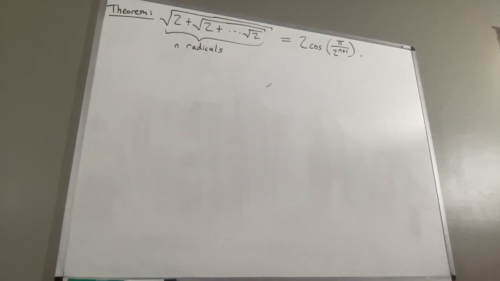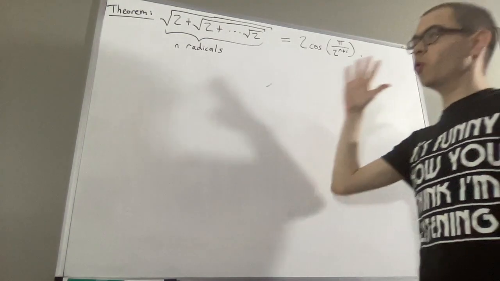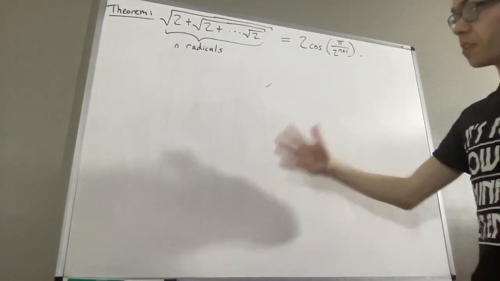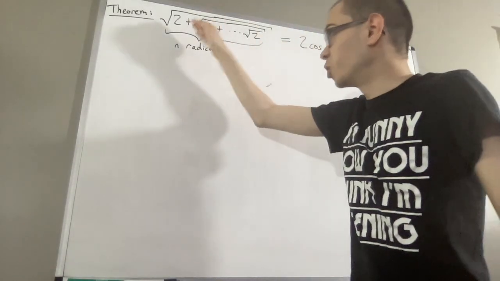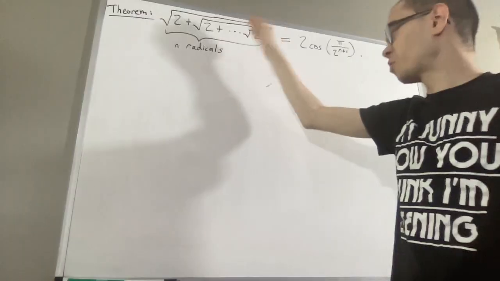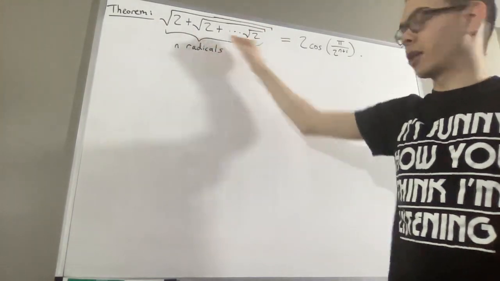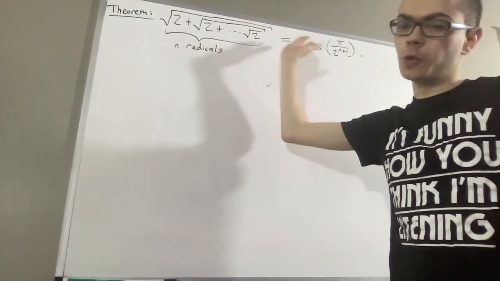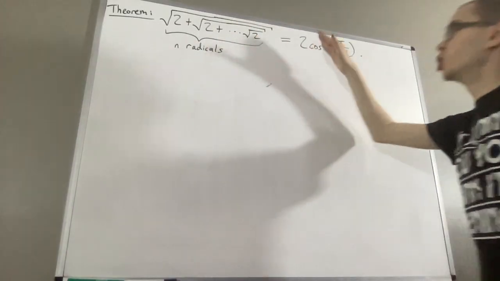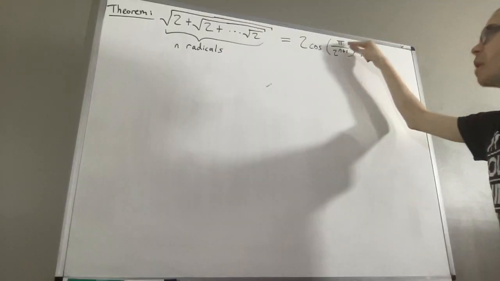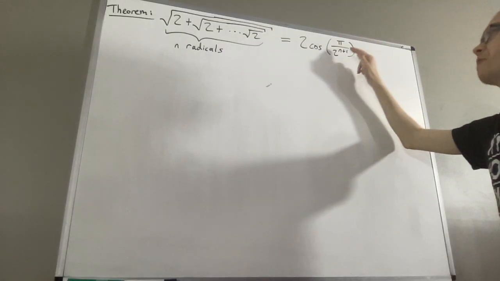Hello! In this video, we're going to prove the following theorem. The square root of 2 plus the square root of 2 plus the square root of 2 and so on, until we have a total of n radicals, or n 2's, is equal to 2 times the cosine of pi over 2 to the power of n plus 1.